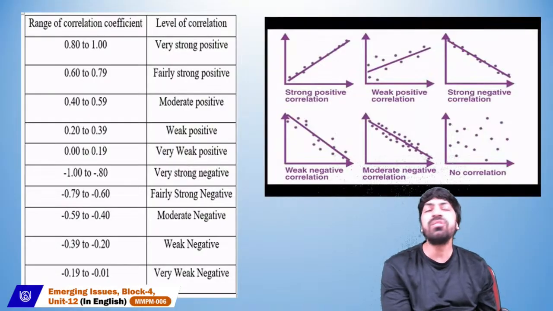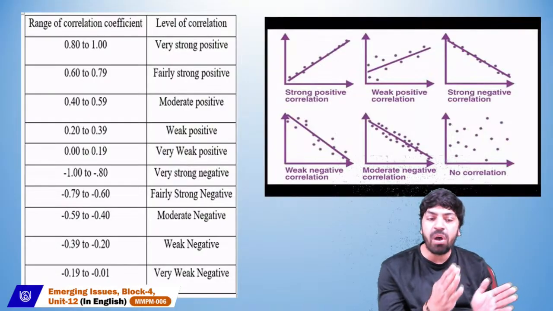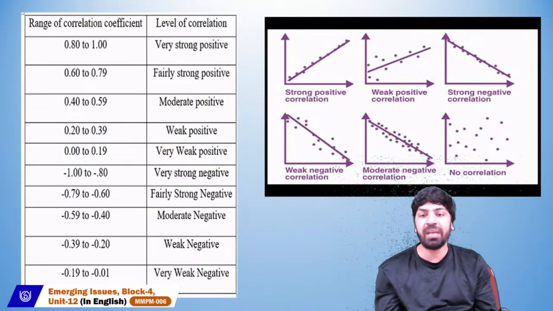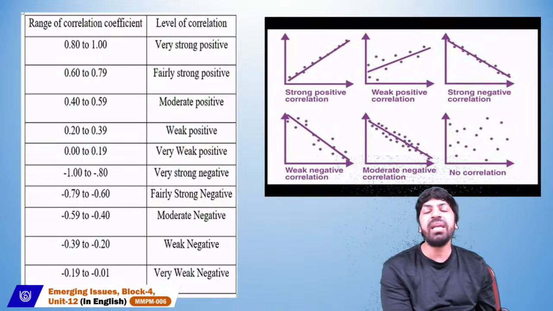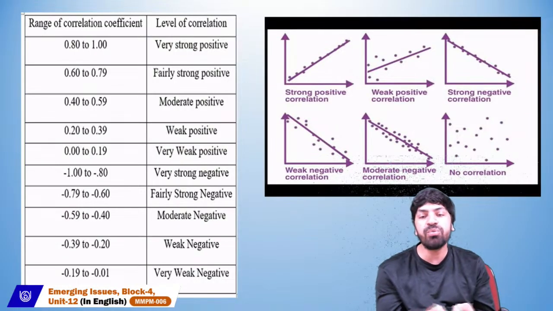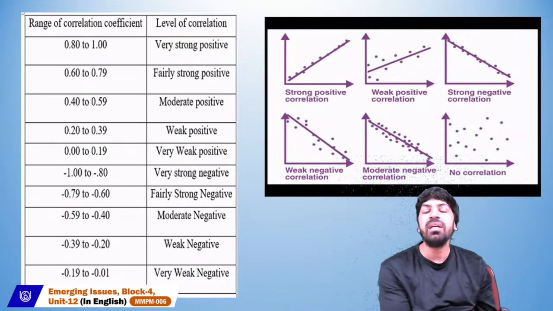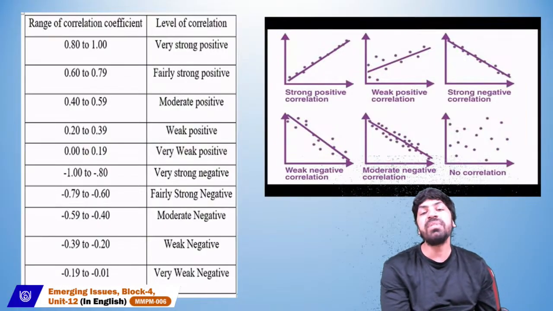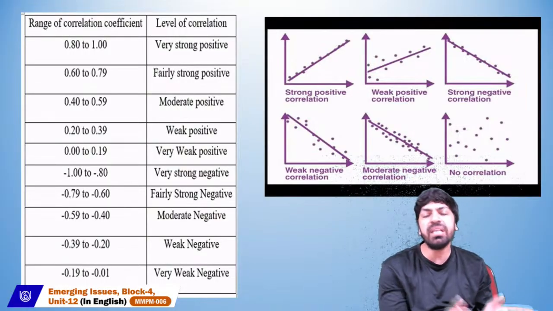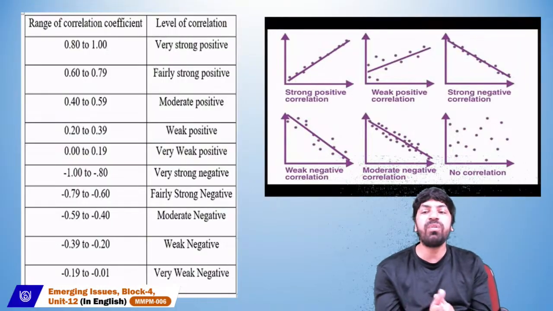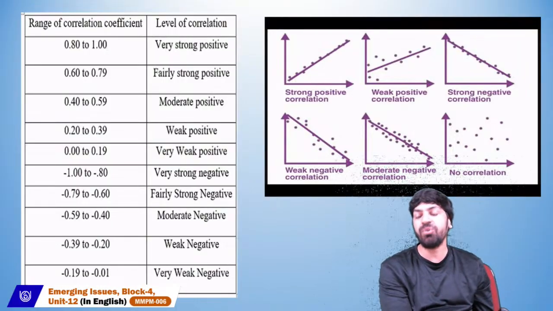When we talk about a strong negative correlation, the dots shown on the graph should be negative or downward sloping. A weak negative correlation is also downward sloping, but the dots are at a far distance from each other, though still showing a negative downward slope. So it becomes a weak negative correlation. A moderate negative correlation has a very small gap between the dots, which always slope downwards.